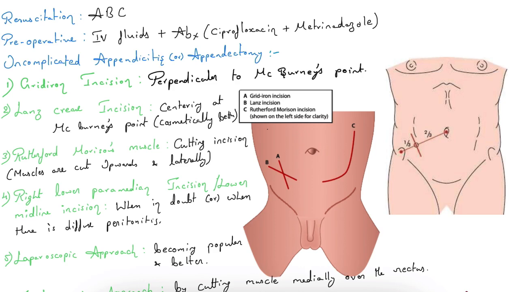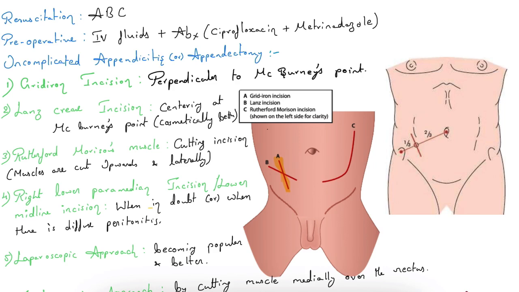In uncomplicated appendicitis or appendectomy, we have some types of incisions. The first one is the gridiron incision, made perpendicular to McBurney's point. So it's like the gridiron sign. So this is the gridiron incision.